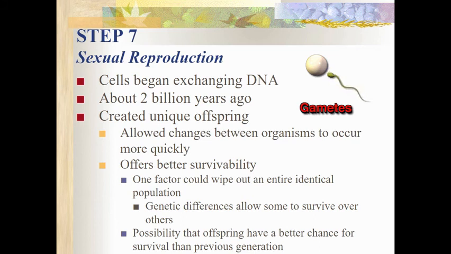This offers better survivability because if we had an identical population, one factor that could wipe out one individual could wipe out the entire population. With sexual reproduction and the ability to be unique, those genetic differences allow some to survive better over others. And they have the possibility that offspring have a better chance for survival than the previous generation.